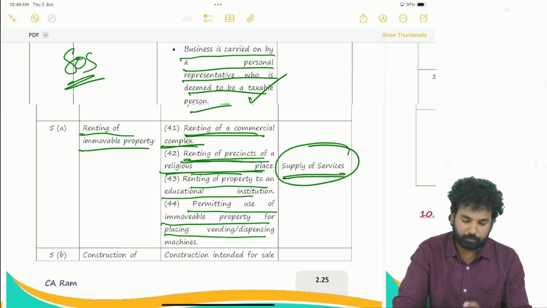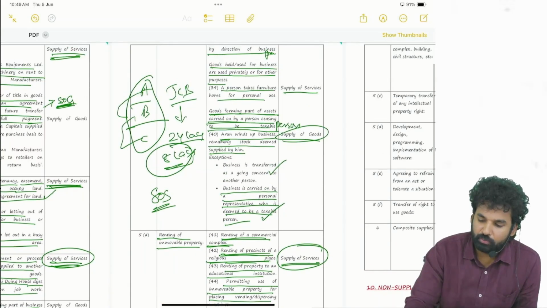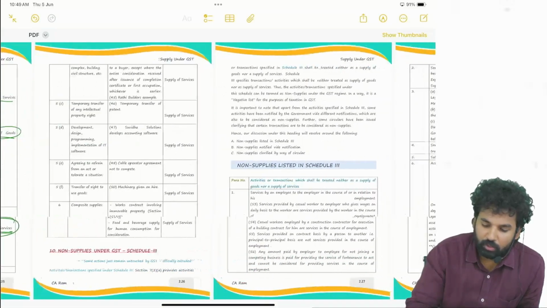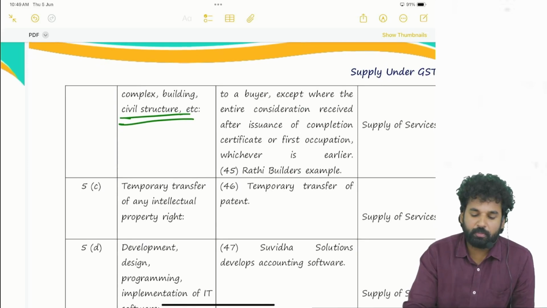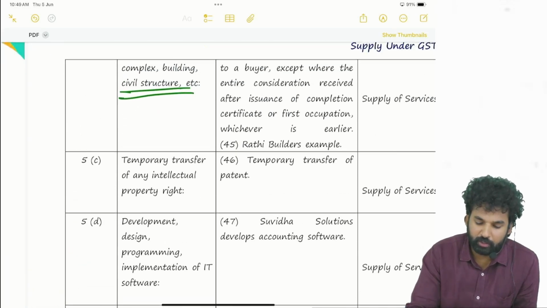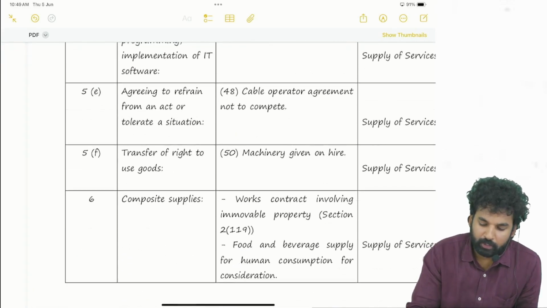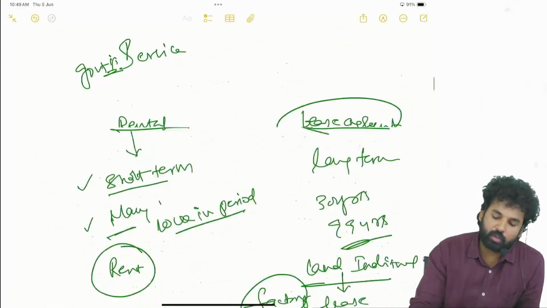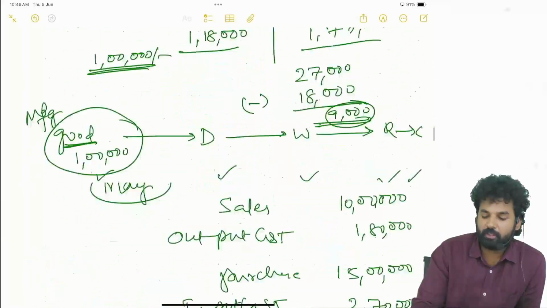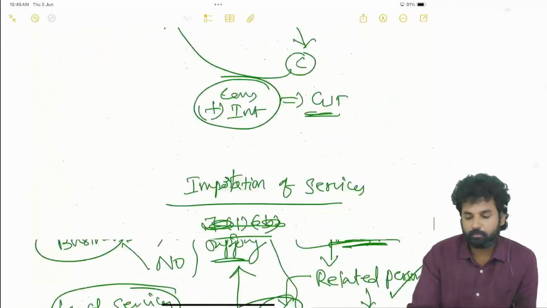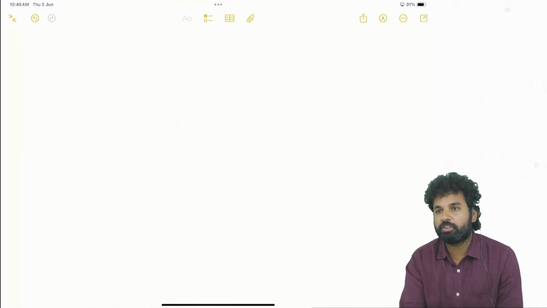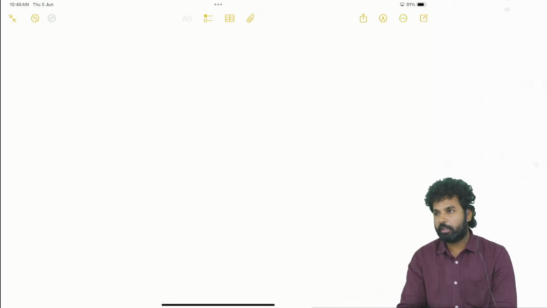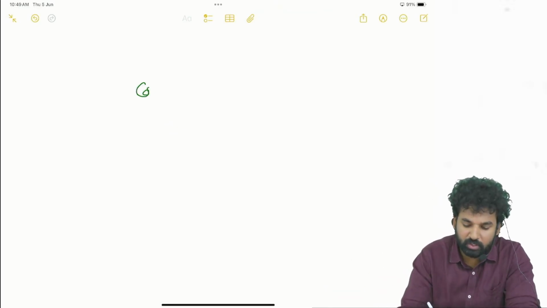Right. Next, construction of complex, building, civil structure. What we are talking about here with respect to construction is not the building itself. Sale or purchase of a building is outside the ambit of GST. Immovable property is outside the ambit of goods and services, and hence it is completely outside the ambit of supply and thereby GST. Correct? Right. So now we are talking about construction activity.